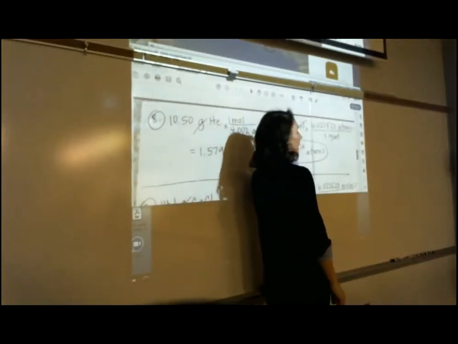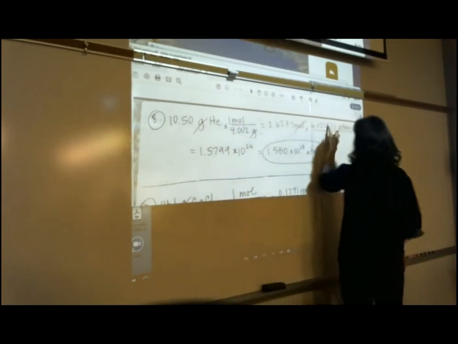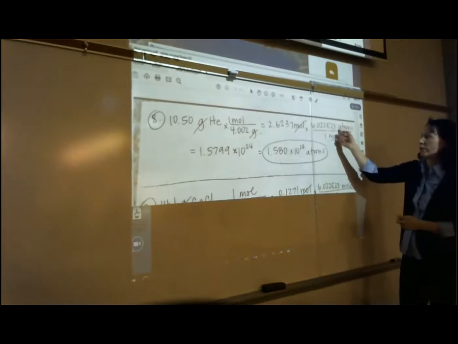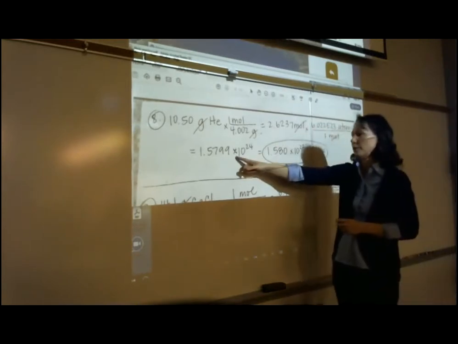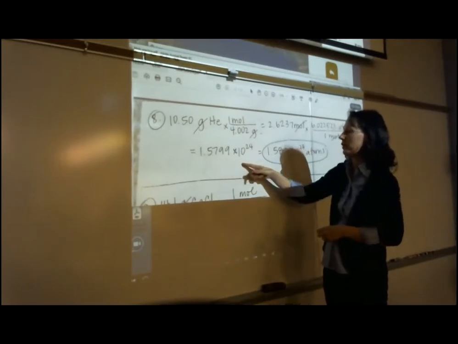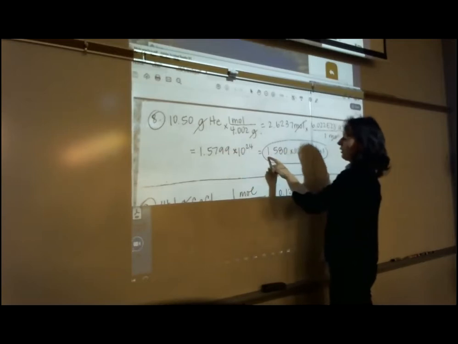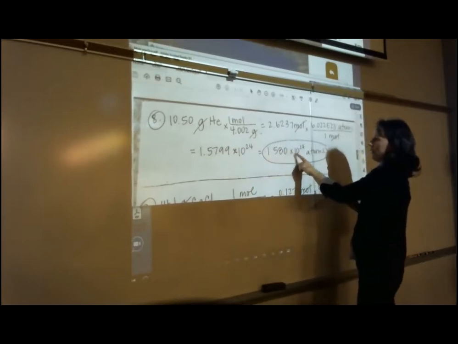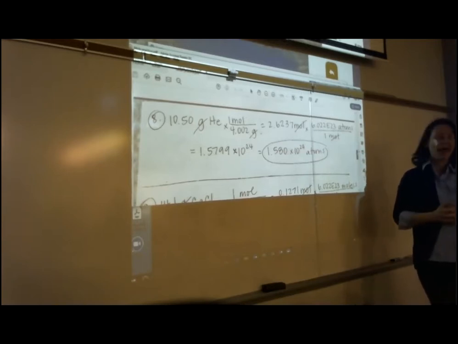Then I'm just going to take that number and do a second conversion factor. Moles to atoms, right? So I take my answer, multiply by Avogadro's number. This is what my calculator spits out, 1.5799 times 10 to the 24th. I need 4 sig figs, so I need to round. So that's why it's 1.580 times 10 to the 24th. Questions on 8?